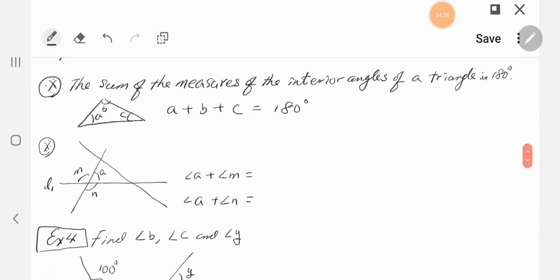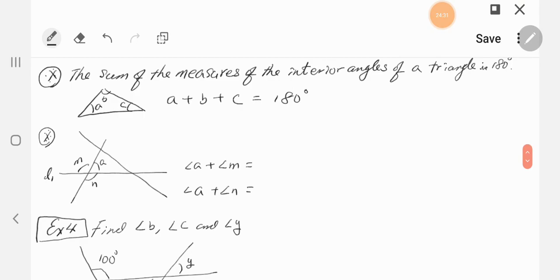Okay, let's learn another definition. The sum of the measures of the interior angles of a triangle is 180. This means a triangle has 3 angles. So the sum of all these 3 angles makes 180. Sum of interior angles. Interior angles means the angles inside a figure. So the sum of three interior angles is 180. Okay, 180, don't forget 180.